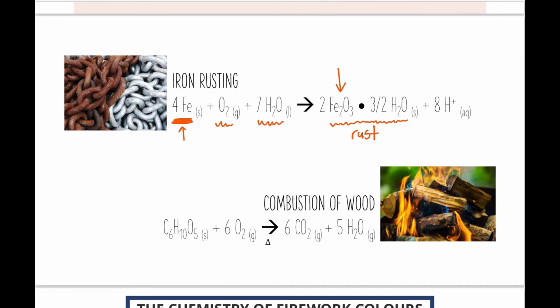Other than that, if we take a look at the combustion of wood, this is cellulose, because usually wood is made up of glucose in the form of cellulose. When it burns in air with the presence of oxygen, you will produce carbon dioxide and water. These are new substances which are different from the initial substances.